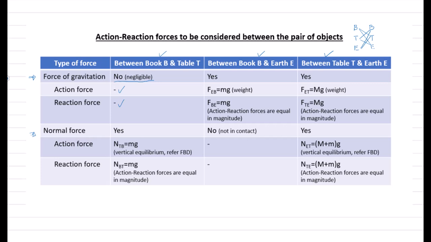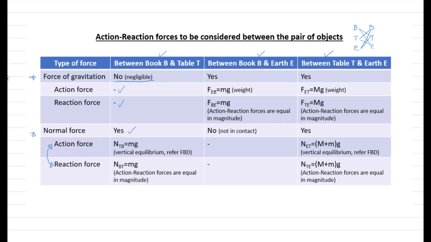Now coming to the normal force between the book and the table. Will there be any normal force? Yes, because they are in contact, and the book is resting on the table, and therefore the weight of the book is being balanced by the normal force provided by the table. So let's go into detail. The normal force, yes, it will be applicable. What is the action force and what is the reaction force? Either of the two forces in an action-reaction pair can be considered as action or reaction. These are interchangeable, but we need to follow a certain way forward.